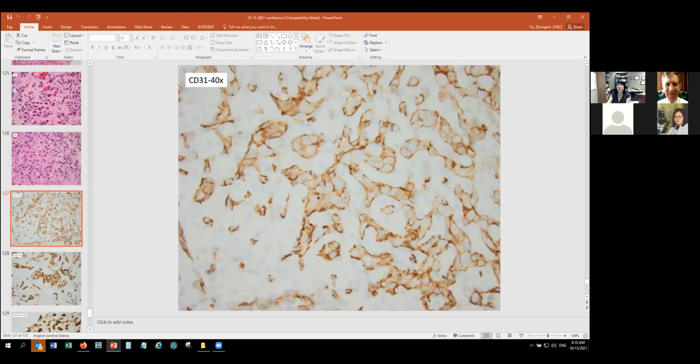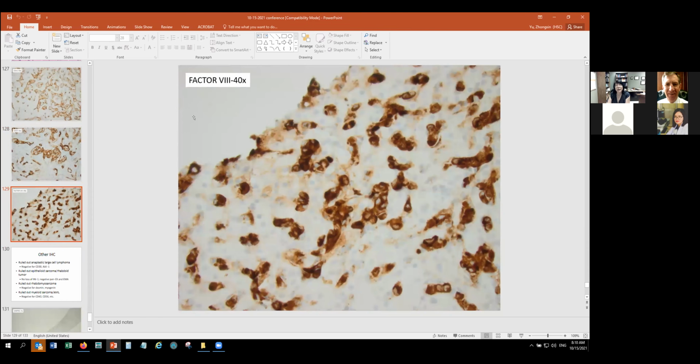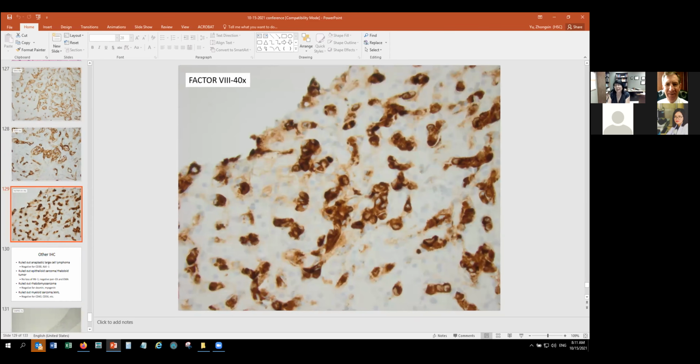With the CD31 vascular marker, you can see the tumor cells are positive. CD34 here. That's factor VIII. Some are really tumor cells, some may be megakaryocytes, and some are difficult to tell. But with all three vascular markers positive, we really think this is a vascular tumor.